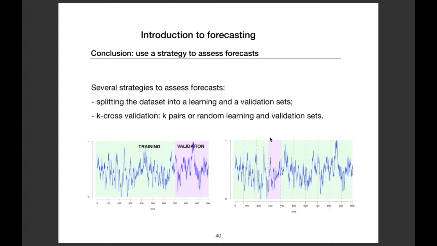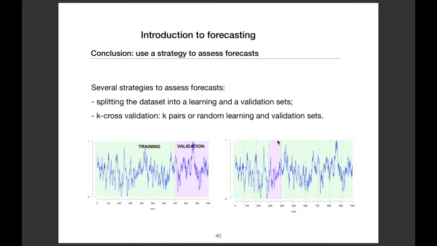So for instance, it is this one. And so the other 9 parts will be the learning set for this configuration. And now you fit your model and you validate it on this part. Okay, so you do it the first time like that. Okay, so you did it.